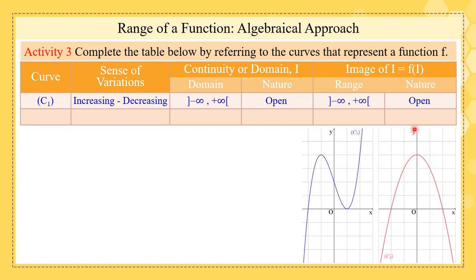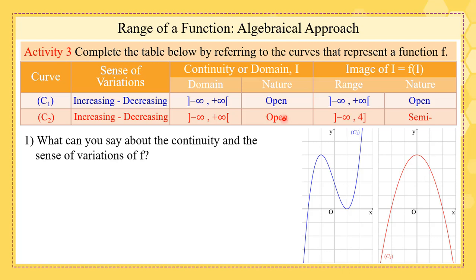Now this is another curve, C2. It's also increasing, decreasing. Its domain is from negative infinity to positive infinity, whereas its range is from negative infinity to 4 closed.